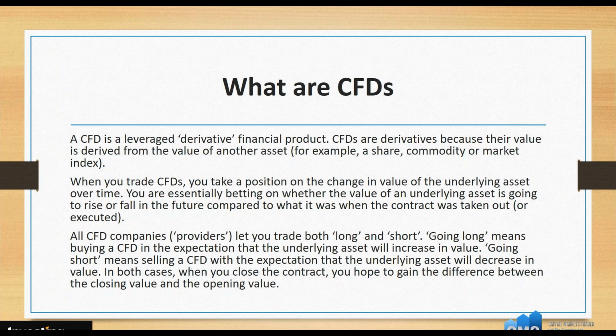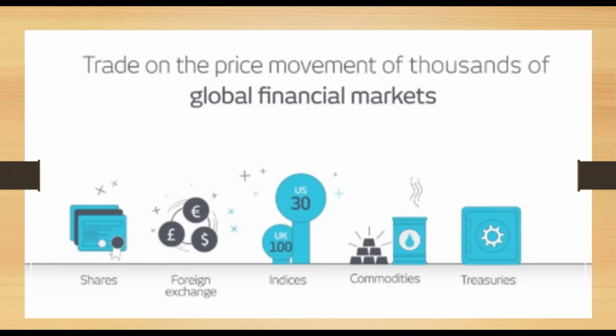Now, all CFD companies or providers let you both buy long or short. Going long means you're buying a CFD in the expectation that the underlying asset will increase in value. Going short means selling a CFD with the expectation that the underlying asset will decrease in value. In both cases, when you close the contract, you hope to gain the difference between the closing value and the opening value. Not so complicated, is it?